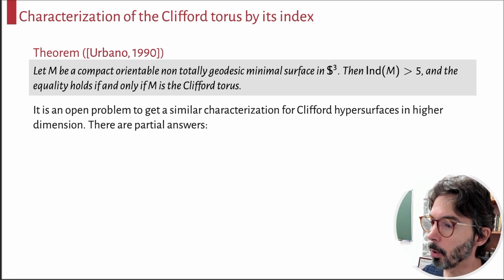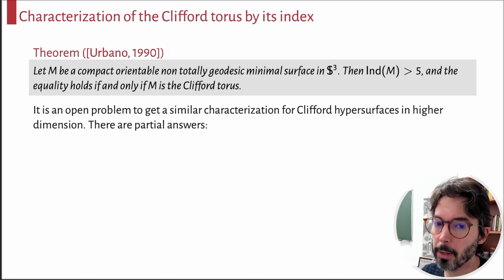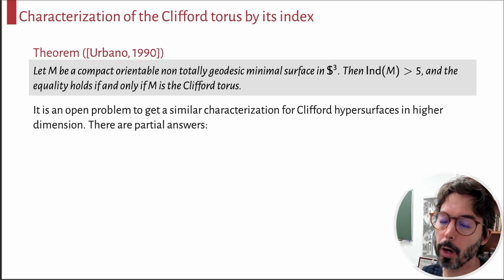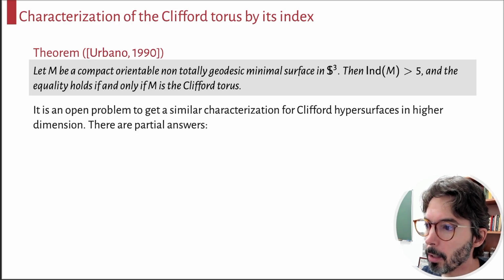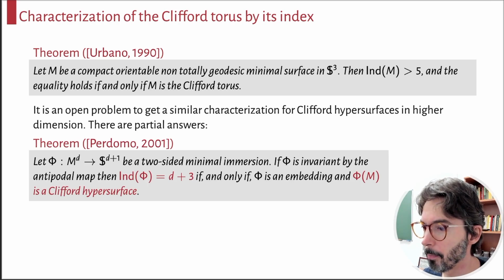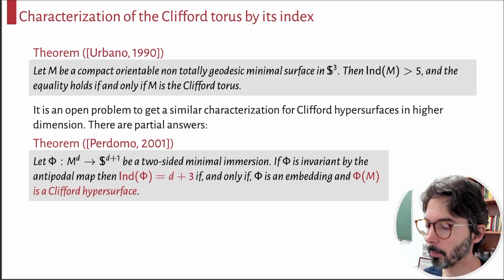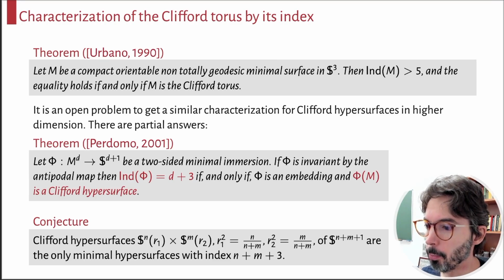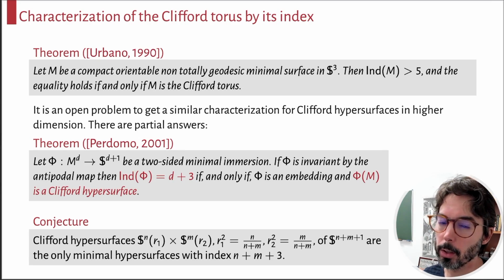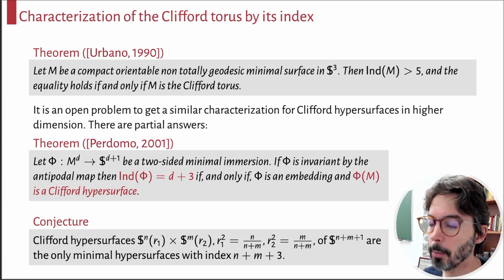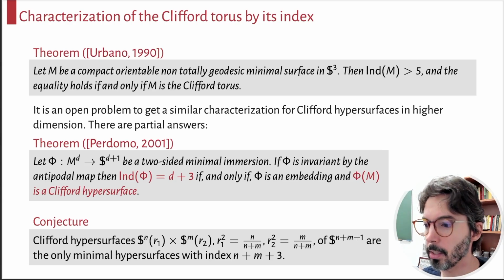Okay. So it is an open problem to get a similar characterization for Clifford hypersurfaces, which is the generalization of the Clifford torus to higher codimension. Okay, that kind of hypersurfaces were studied in the previous part of the talk, where we computed their index and nullity. However, there are partial answers. One of them is this result by Perdomo, where he characterized Clifford hypersurfaces by their index, but under the extra assumption of being antipodal invariant. So I posed the following conjecture: whether these Clifford hypersurfaces in general codimension, without this extra hypothesis of being antipodal invariant, are actually the only minimal hypersurfaces with this index.